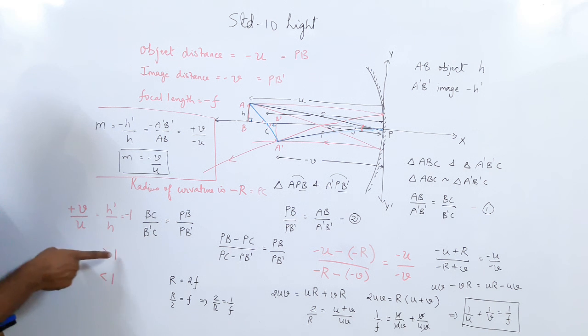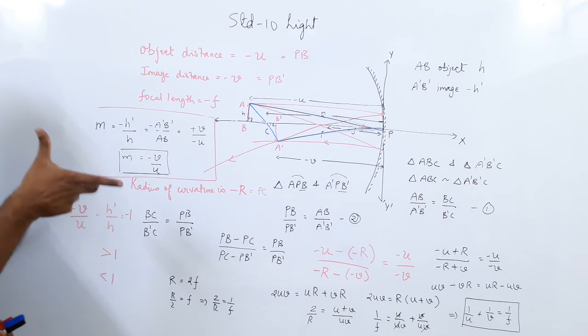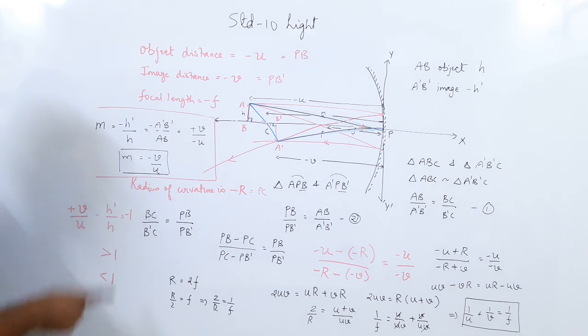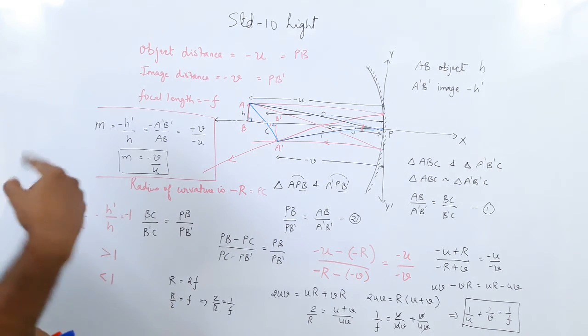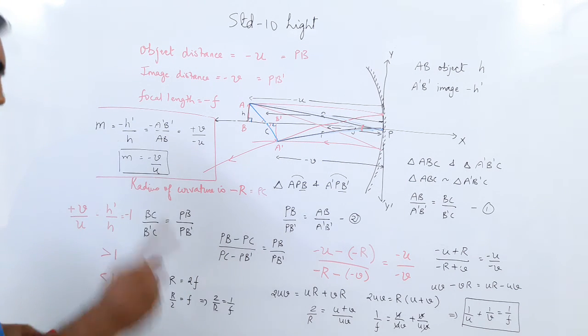If the magnification is greater than 1, it means the image is magnified. Less than 1 means diminished. So only look at the value, not the sign. Only look at the value. Greater than 1 is magnified, less than 1 is diminished.